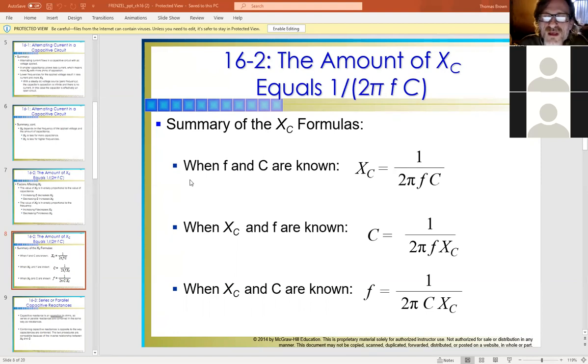So if we make our statement, X of C is equal to 1 over 2 pi f C, and juggling that around, if we have unknowns, in this case, how would I find C? Well, you merely do your little mathematical juggling here, and you find that C is equal to 1 over 2 pi f X of C, as well as f. All three of these will probably be formulas that you'll use throughout the labs and homeworks. So we will play with these.